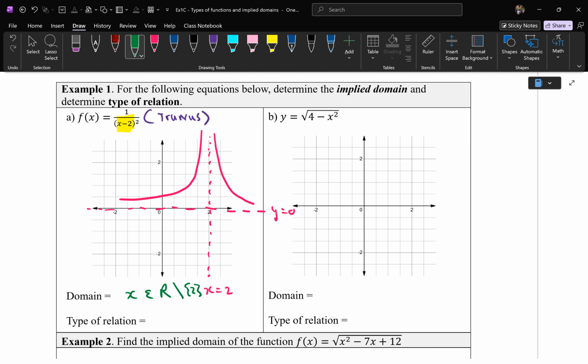What type of relation is this? Remember, there are 4 types of relation. Let's go with Ishan. What type of relation is this? A many to one. So again, do a vertical line test, crosses once. This is the function. The function has only 2 types. It's 1 to 1 or a many to 1. Do a horizontal line test to figure it out. Crosses twice. Because it crosses twice, it's a many to 1.